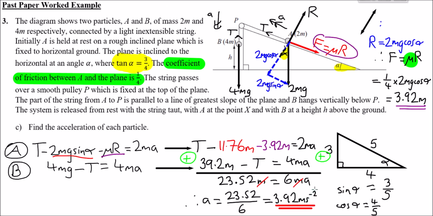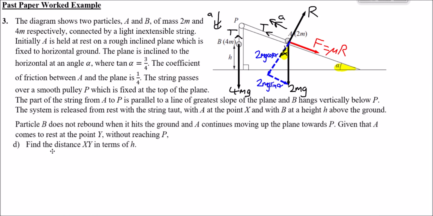So part D, this acceleration is going to come into play. This is going to be a SUVAT question next. So for D, we're told that particle B eventually hits the ground, but it doesn't rebound when it hits, and A continues moving up the plane towards P. We're told that A comes to rest at the point Y without reaching P. So we need to find the distance from X to Y in terms of H.